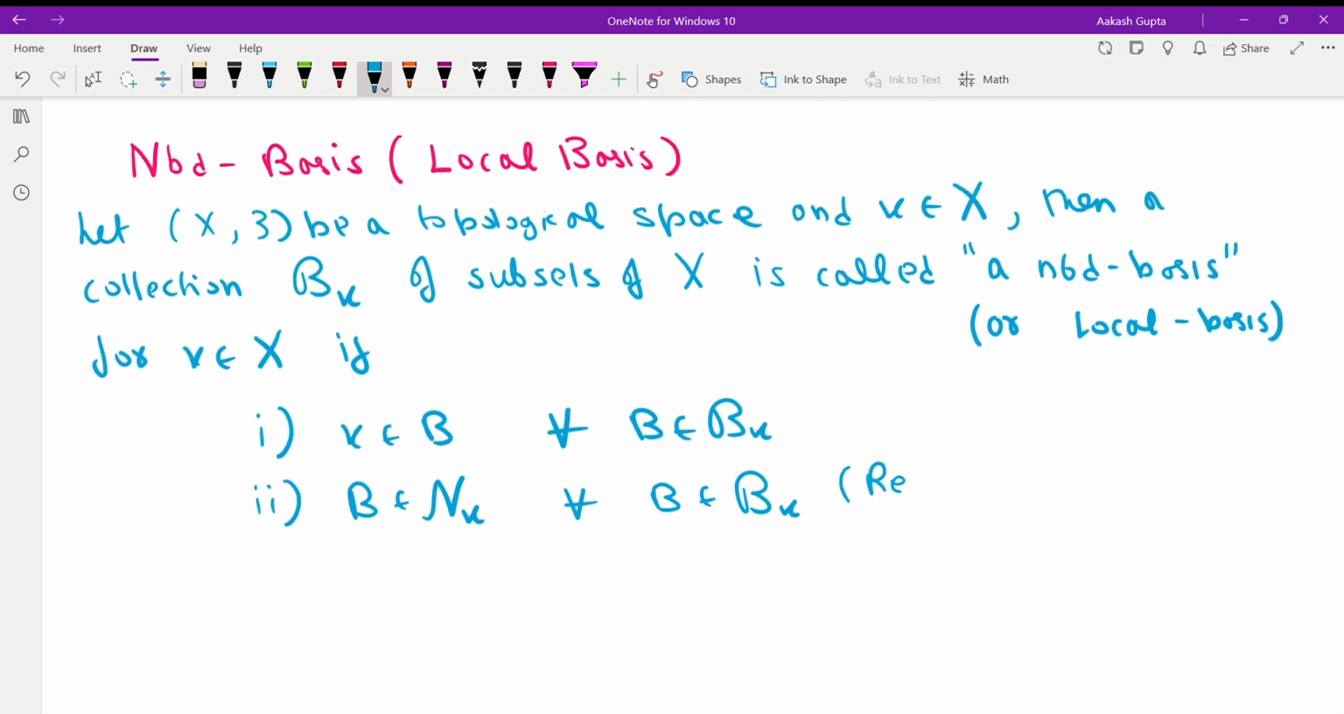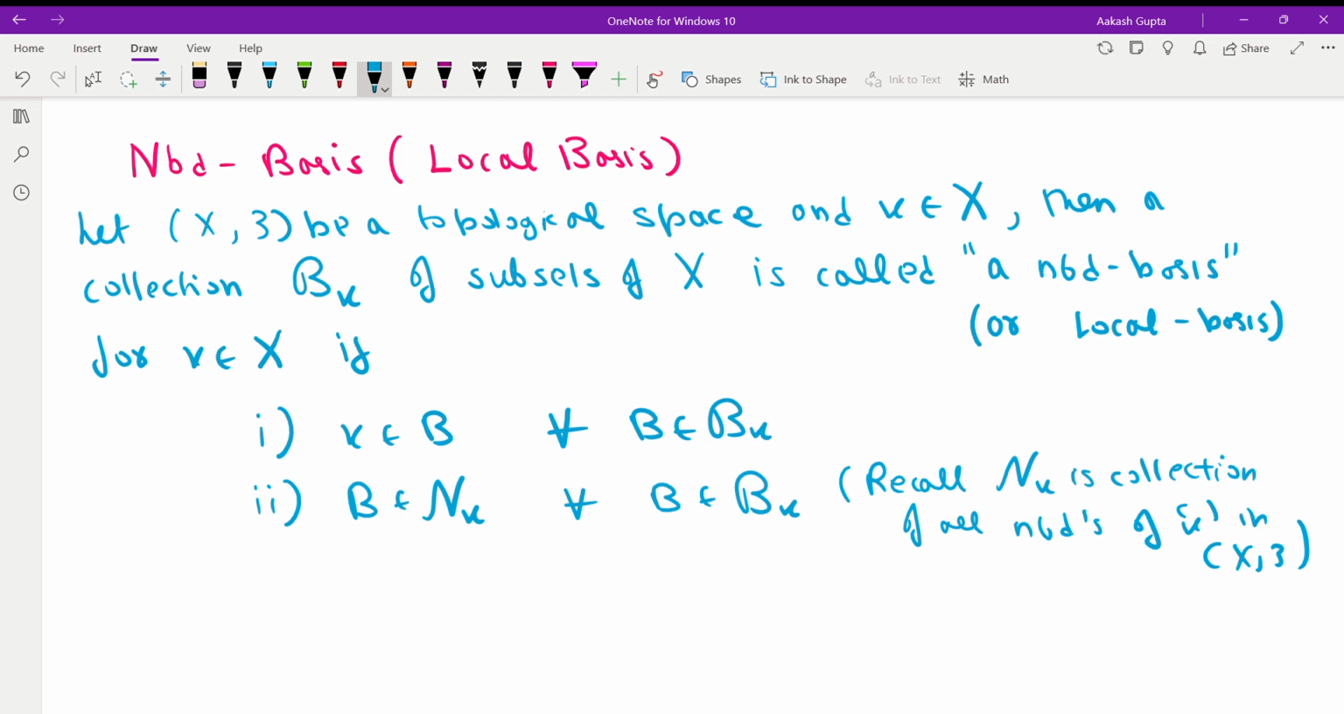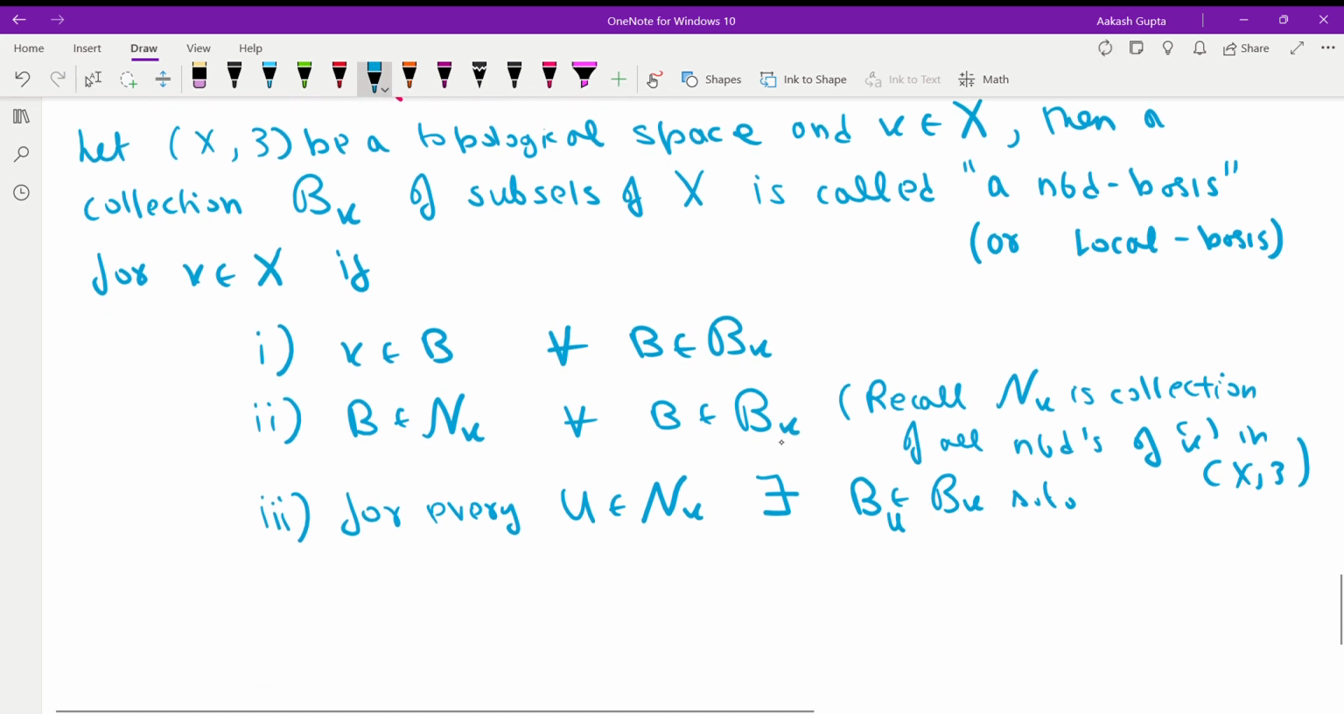Recall N_x is the collection of all neighborhoods of x in (X, tau), whatever the topological space you have. Third thing, and a very important thing, let me write it carefully. For every U in N_x, so if you take any neighborhood of x, there should be a member in this B_x, of course it depends upon you, such that, can you guess? You may stop the video and think for a moment. So I hope you can get it. Let me just write now: such that B is contained in U, where B is in B_x.